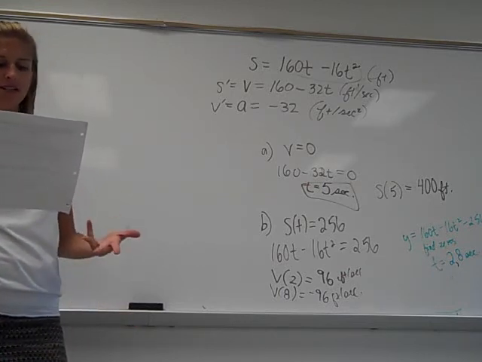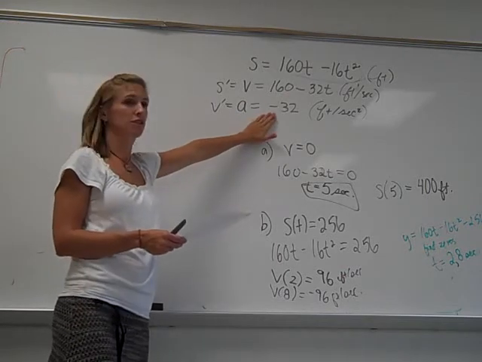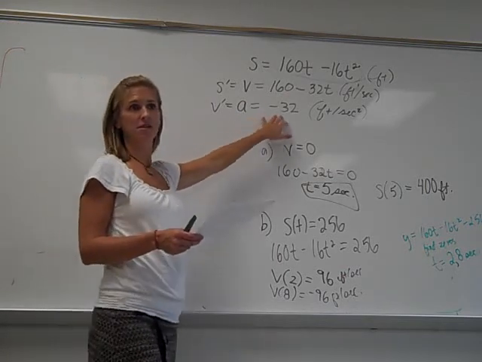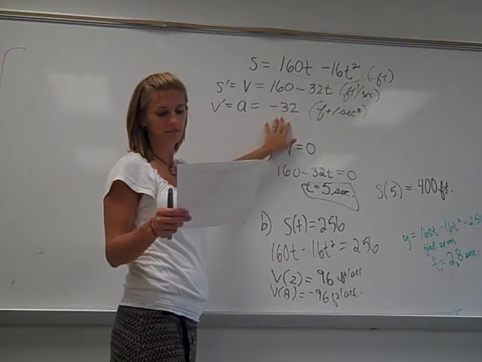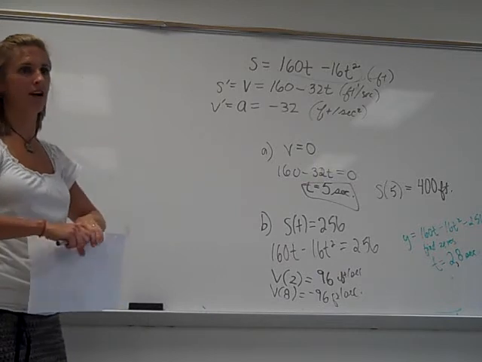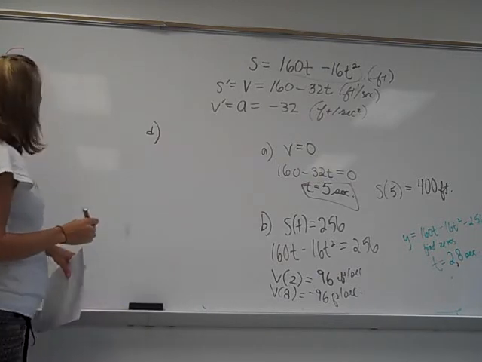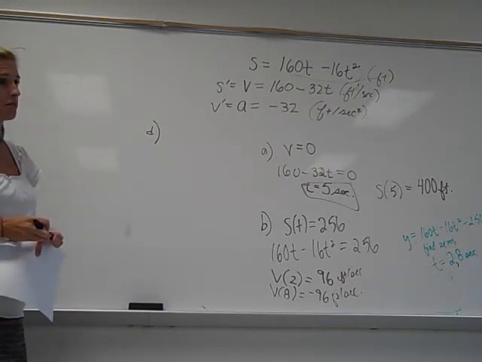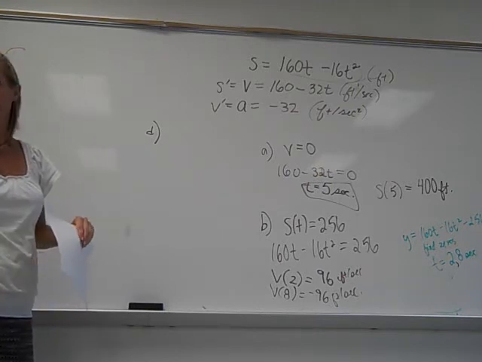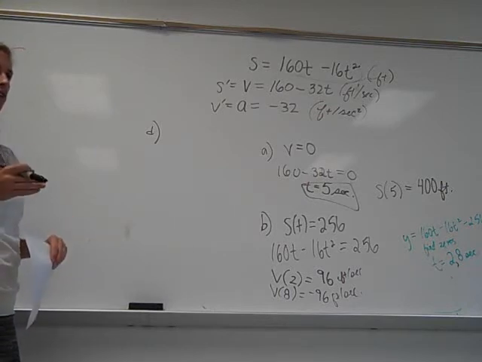All right, part C, what's the acceleration of the rock at any time t during its flight? Negative 32 feet per second squared. We already found that. It was constant. It didn't change. And then question D, when does the rock hit the ground? This is actually pretty easy. It hits the ground when what happens? Position equals 0. And not when velocity is 0.